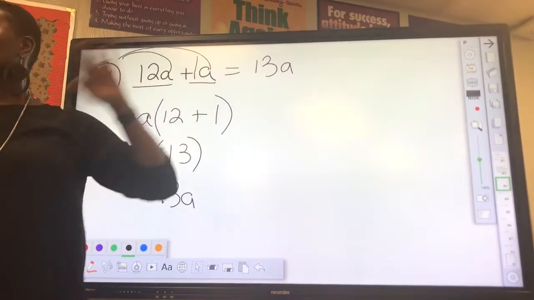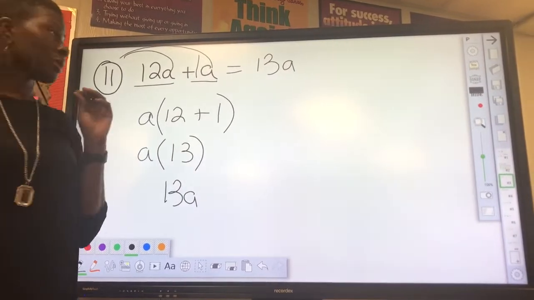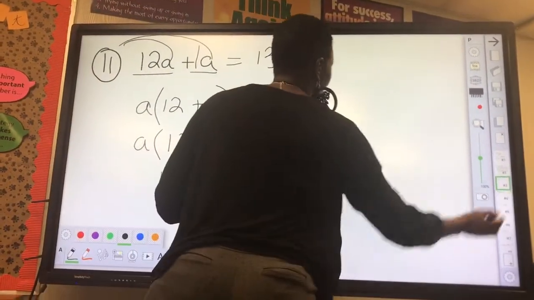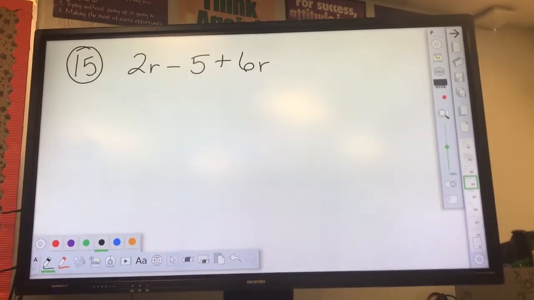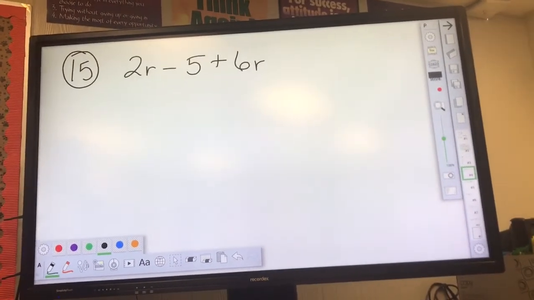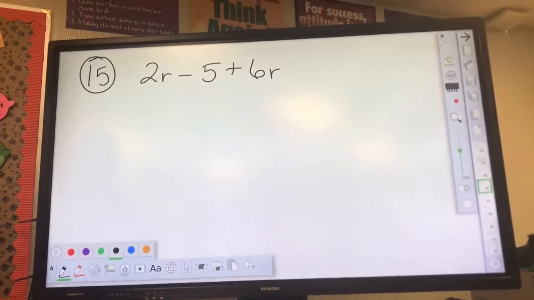So we still get the same answer. Are you all following? Yes. All right, great. So now let's do the next problem. The next one is number 15. What are the instructions for 15? Same thing. Simplify each expression. Simplify. So no like terms, no parentheses.